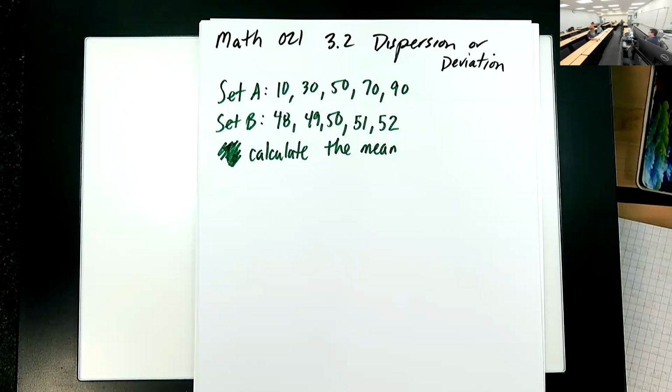Calculate the mean of them together or separate, do the mean of each group separately. I mean, you could do them together, but that's not going to help what I'm trying to present, the idea I'm trying to present here.